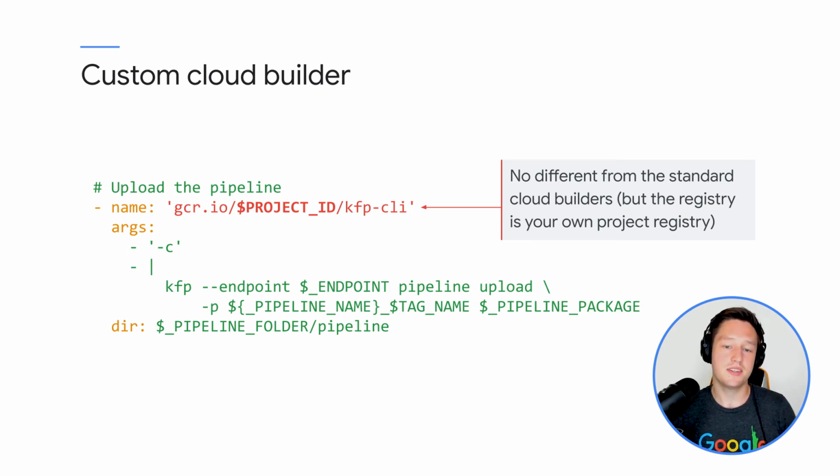So what exactly is the difference between the cloudbuild.yaml file for a custom builder versus for a standard builder? Essentially nothing. The only difference is that the container URI will probably point to your own project container registry. The rest is exactly the same. Simply pass whatever arguments you want to the container, and specify the current working directory that you want the command to be invoked within the container.